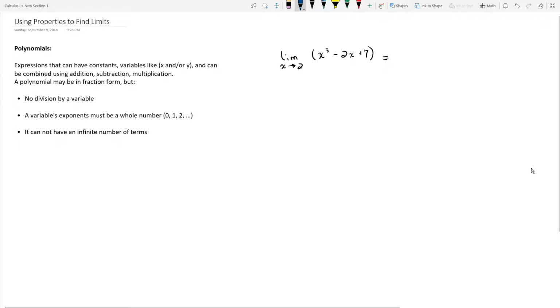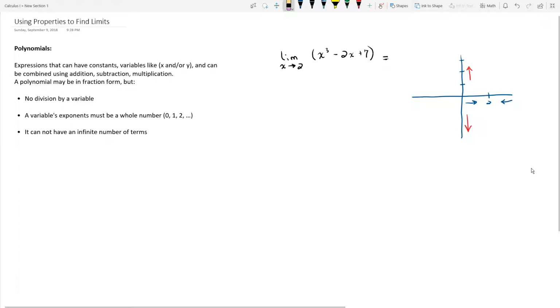Let's see here. So if we have our basic rectangular plane, and we want to know as x approaches 2 from the left and the right, what will the value be? What will the value be for y? So we want to know not exactly 2, but as it approaches 2, what value are we getting to? So let's take a look at x cubed minus 2x plus 7.